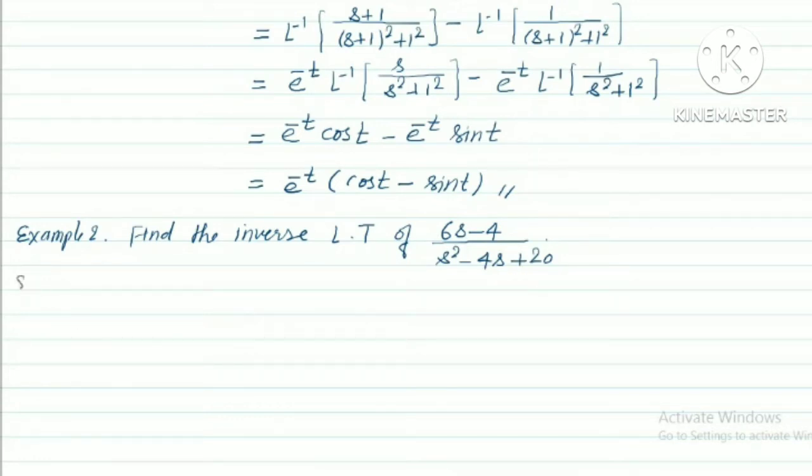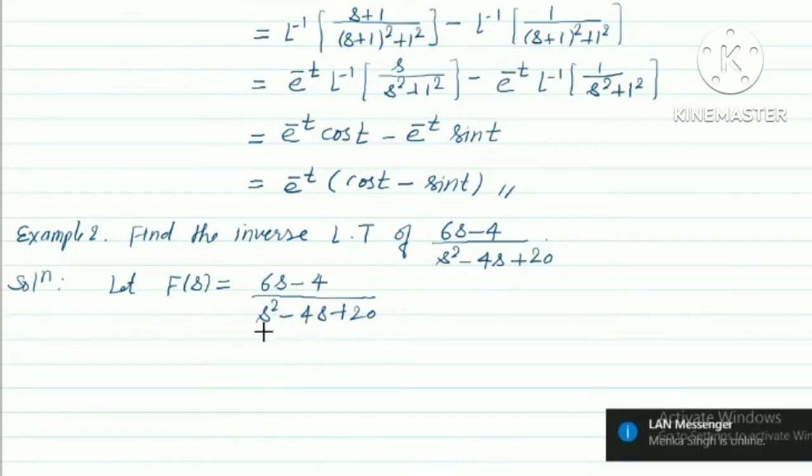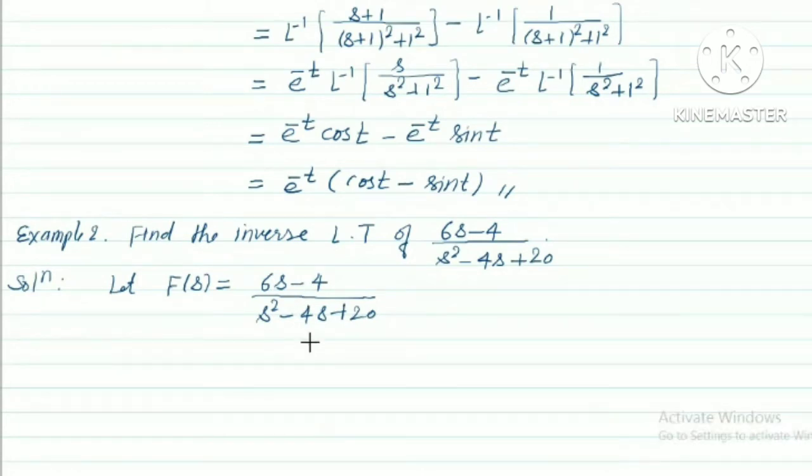So write down the solution. Let f of s be your given function, that is 6s minus 4 divided by s square minus 4s plus 20. We first simplify the denominator, then go for the numerator. This is the basic step you must remember: first simplify the denominator, then go for the numerator.